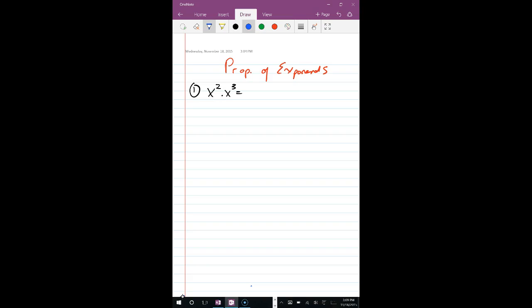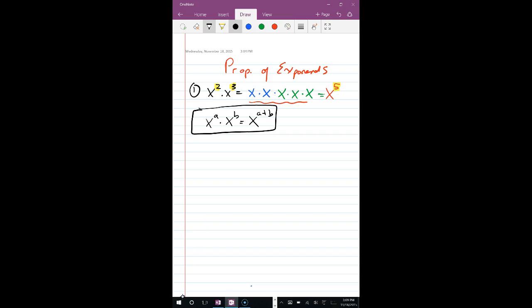We all know that x squared is x times x, and x cubed is x times x times x. So when we put this together, our answer should be x to the fifth. Most of us think that when we're multiplying powers of the same base, the exponents will just get added. So a general rule would be, if we have x to the a times x to the b, our answer will be x to the a plus b.